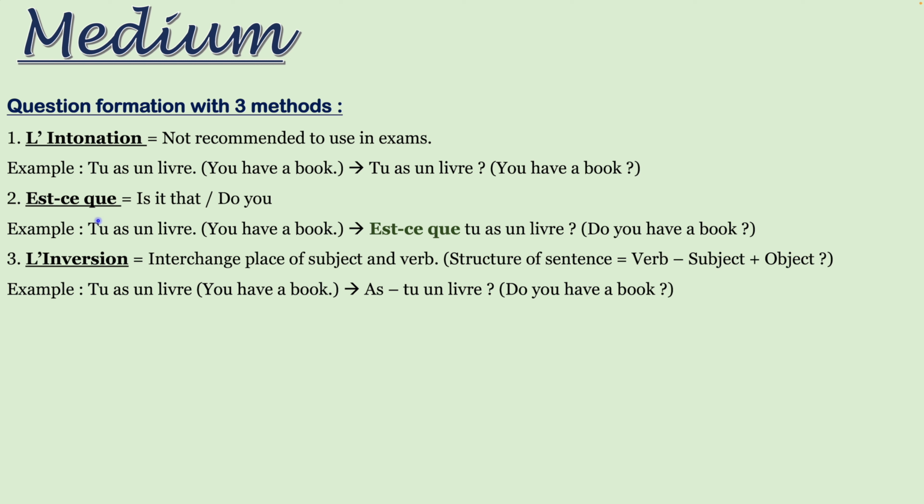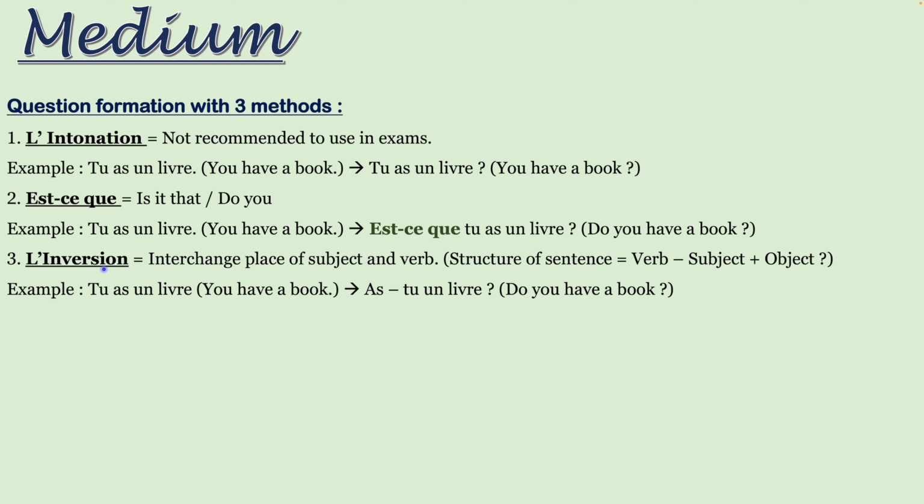The next method that you can use in your examinations is est-ce que. It translates into is it that or do you. Example, tu as un livre, you have a book. It will become est-ce que tu as un livre, do you have a book. So you simply have to add this phrase est-ce que before the subject. The subject here is tu. Before the subject you simply add est-ce que, right? Est-ce que, and then the whole sentence and then a question mark at the end. Since they are questions, you have to put a question mark.